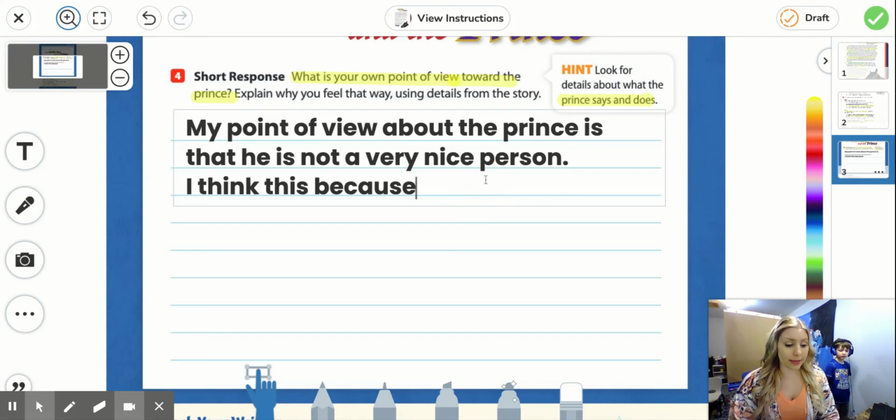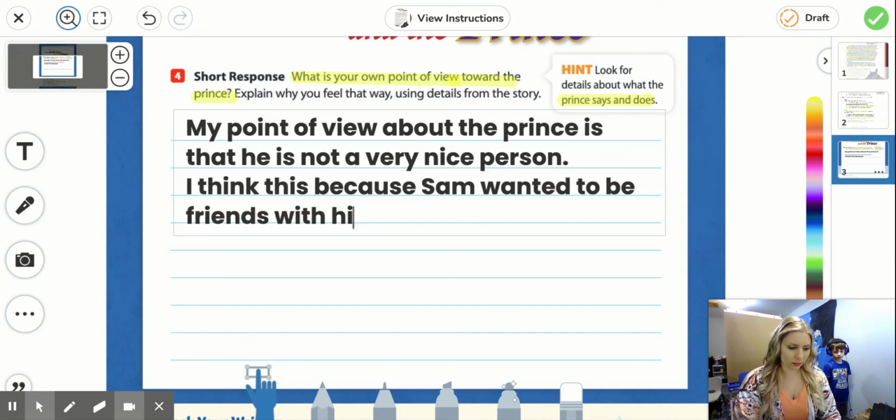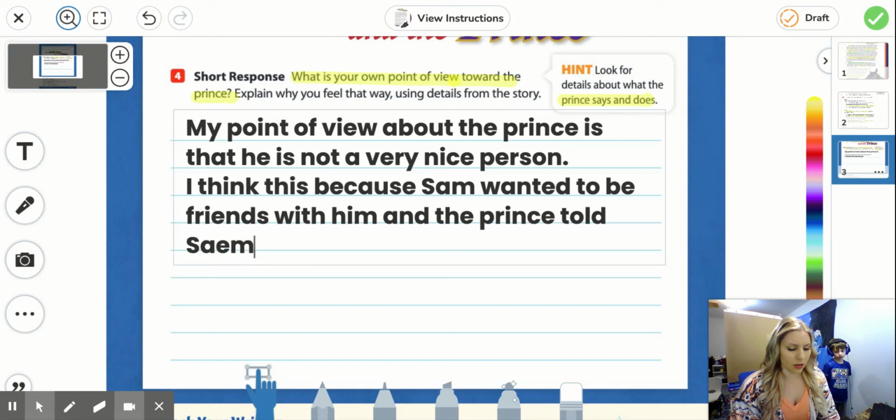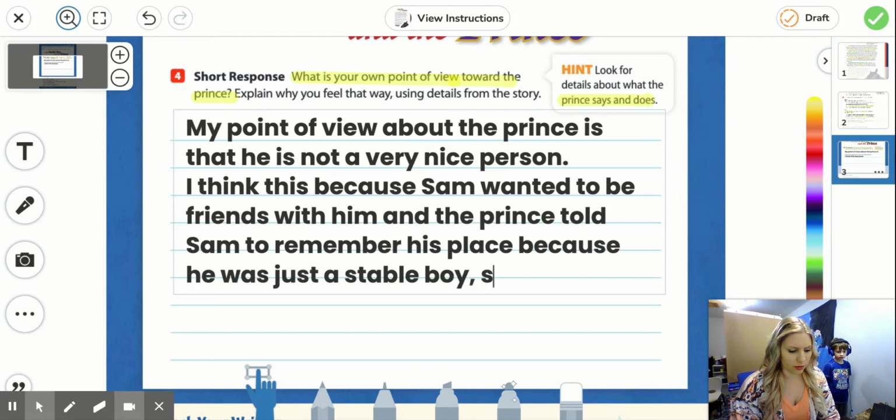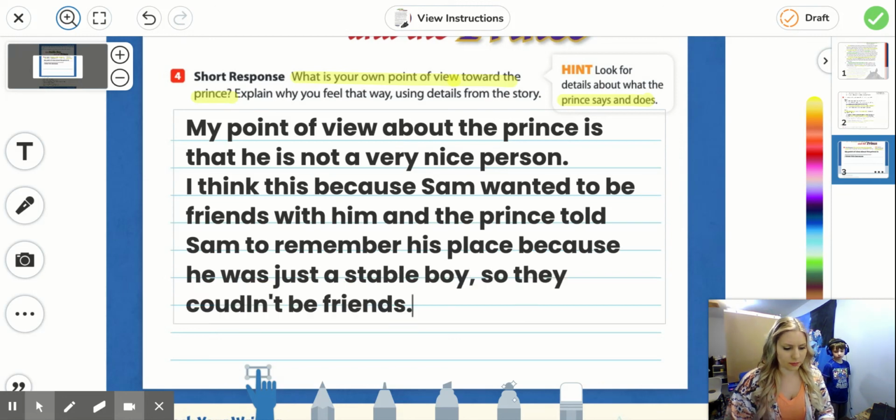So I think this because Sam wanted to be friends with him. And the prince told Sam to remember his place because he was just a stable boy. So they couldn't be friends. That's my point of view.